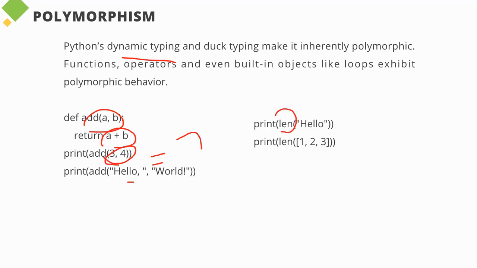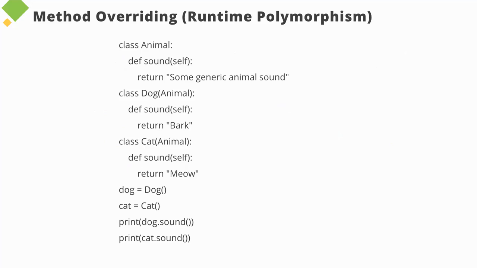If you see the length of a string, it returns the number of characters in the string, whereas the length of a list tells the number of elements in the list. So length works with whatever the parameters. This is called Python's dynamic typing or duck typing. You can call it anyway. And if you see polymorphism in a general way, there are two types: method overriding, which is called runtime polymorphism, and method overloading, which is called compile time polymorphism. We'll be seeing about it later.